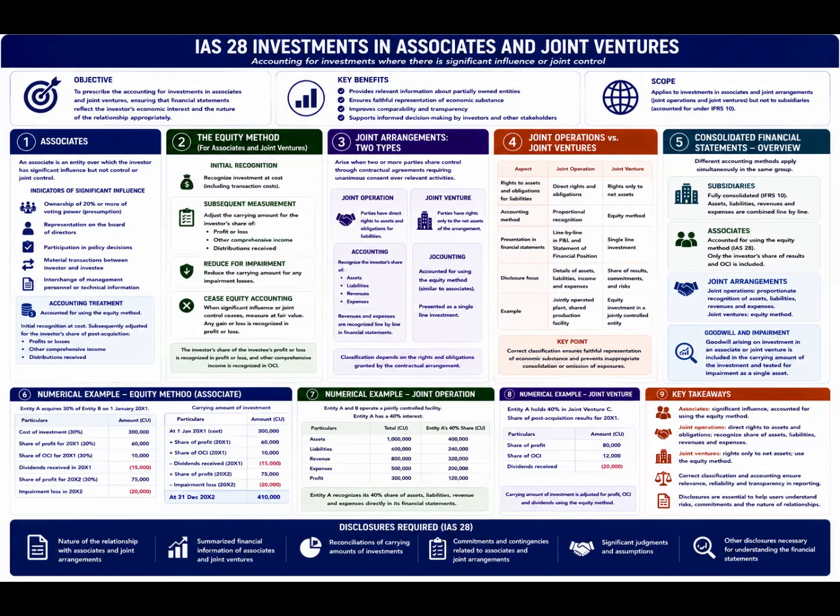Joint arrangements arise when two or more parties share control through contractual agreements requiring unanimous consent over relevant activities. IFRS accounting standards distinguish between joint operations and joint ventures based on the rights and obligations of the parties involved. In a joint operation, parties have direct rights to assets and obligations for liabilities relating to the arrangement. Each party therefore recognizes its share of assets, liabilities, revenues, and expenses directly in its financial statements.